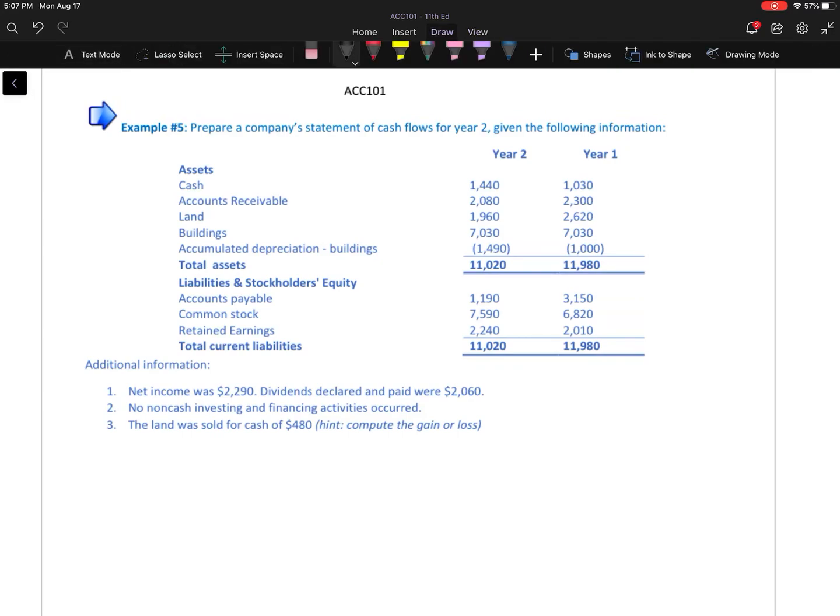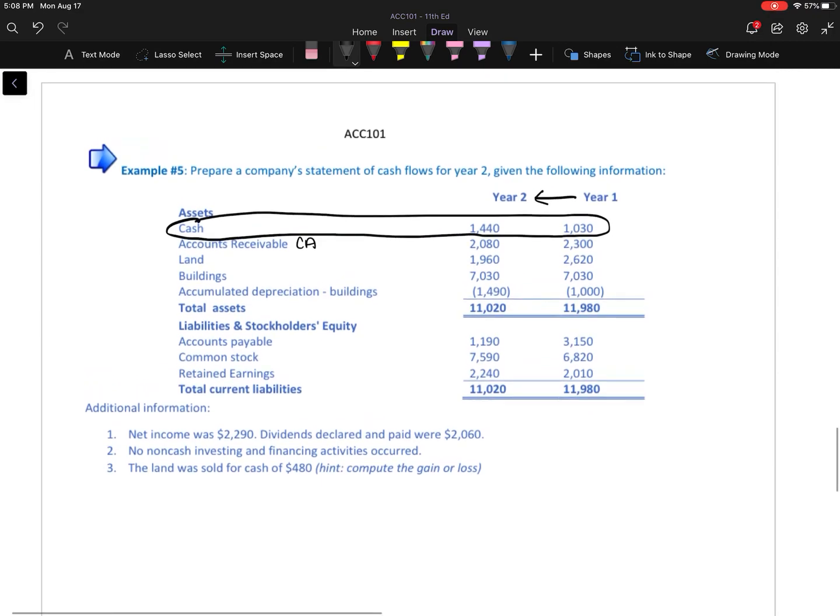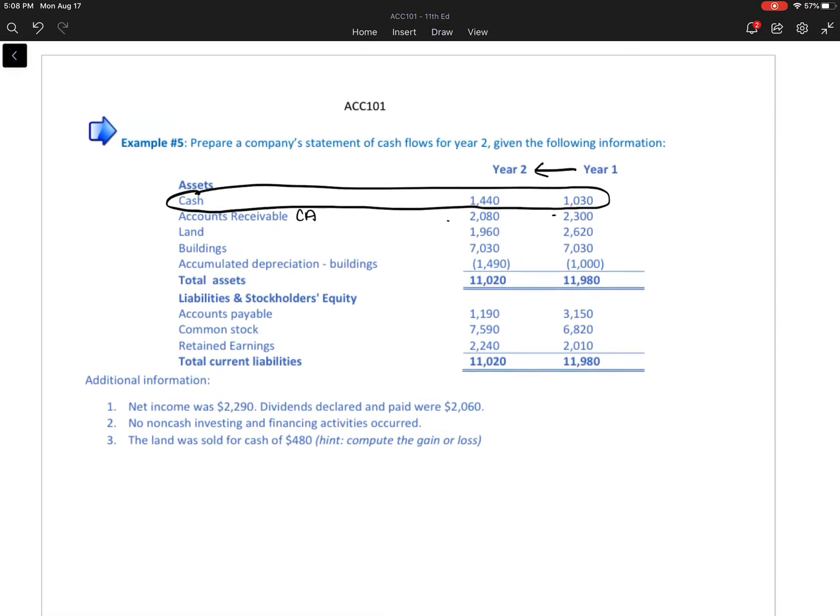All right, the last thing that I want to do is go through a full statement of cash flows. Okay, so again, what I like to do is to go through this and look at increases and decreases. So cash, we're going to ignore at first because the entire statement will reconcile cash. But I want to look for current assets and current liabilities. So accounts receivable is my current asset. Again, from year 1 to year 2, reads backwards from a textbook. So $2,300 to $2,080. That is a decrease of $220.